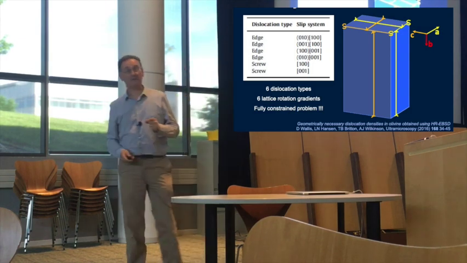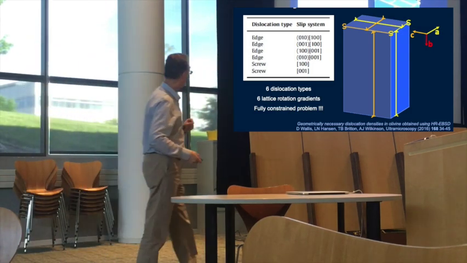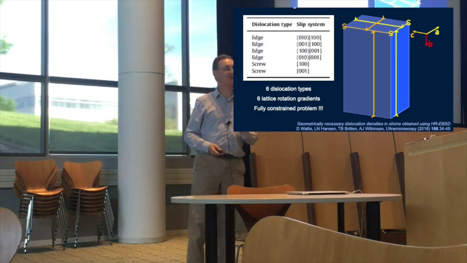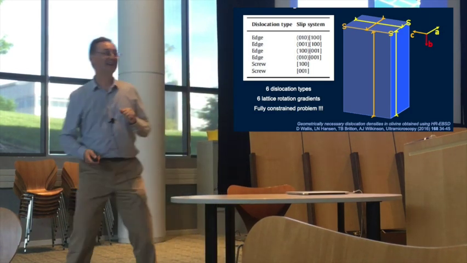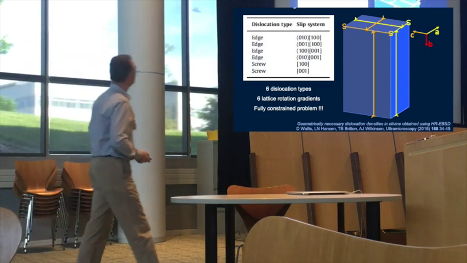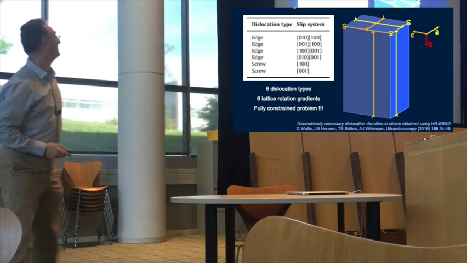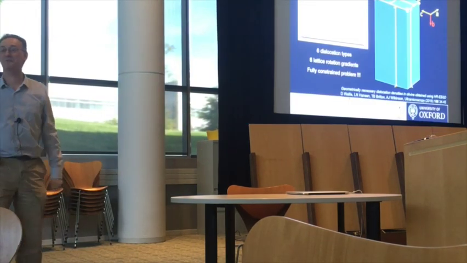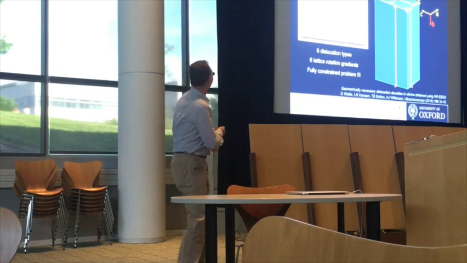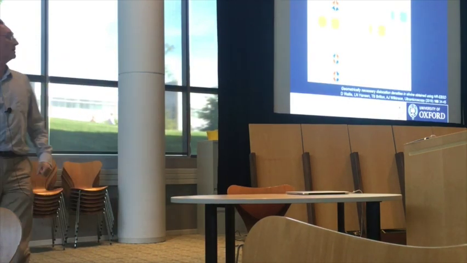But in total that means I've got 6 dislocation types that are likely to be found in olivine, which is great because I can measure 6 things. And now it's not an ambiguous problem. It's fully constrained. And at this point, I love rocks. Rocks are great. You knew that already. So the problem now should have a unique solution.